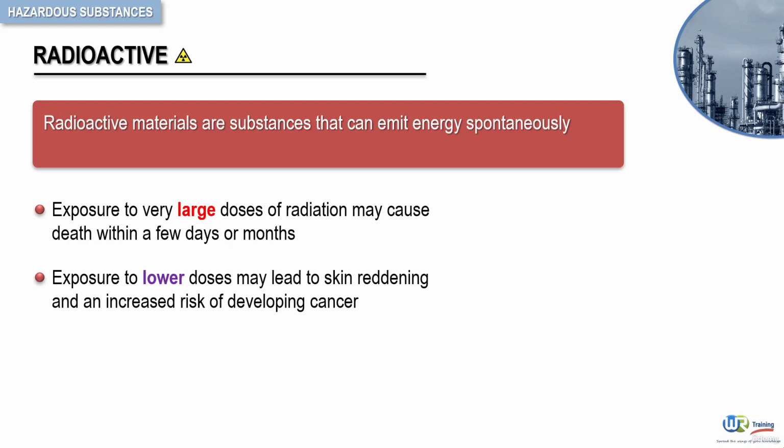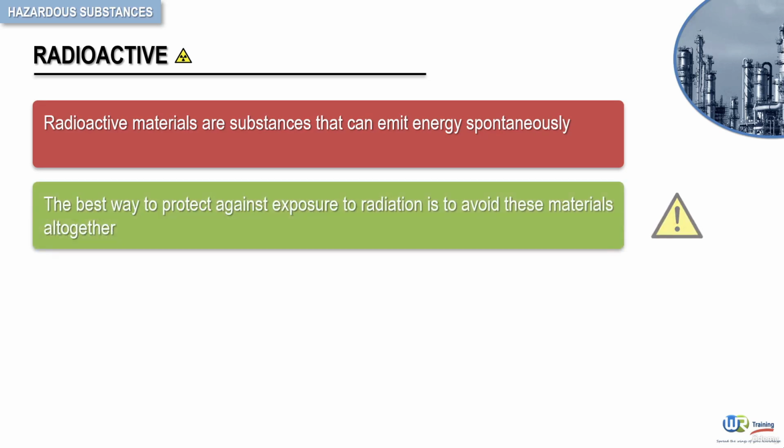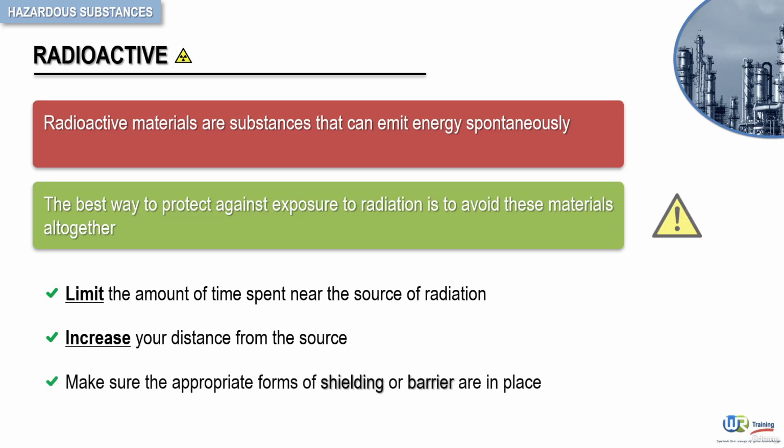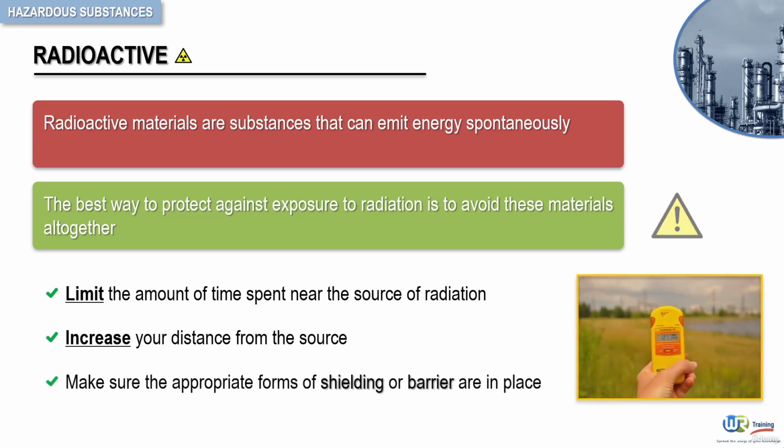Now, the best way to protect against exposure to radiation is to avoid these materials altogether in the first place. However, if this is not possible, then limit the amount of time spent near the source of radiation. Increase your distance from the source and make sure the appropriate forms of shielding or barrier are in place. In addition, a personal dosimeter can be worn to monitor the radiation dose absorbed.